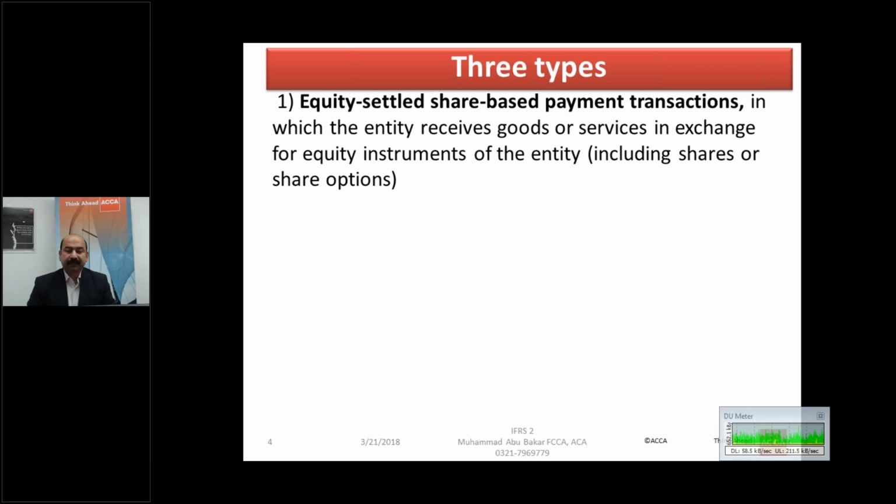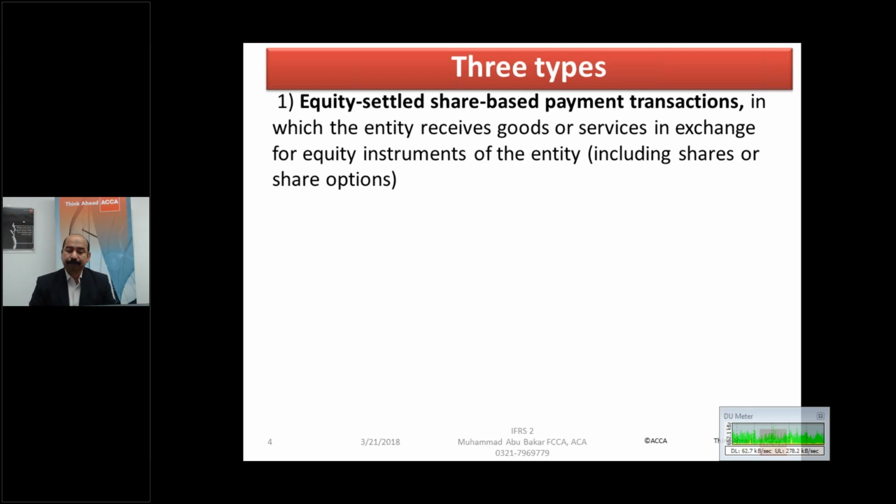And the second is cash settled share-based payment, in which the entity receives goods or services in exchange for amounts of cash that are based on the price or value of the entity's share or other equity instruments of the entity. You buy some goods or services and you agree to pay for those services equivalent to the value of 1,000 shares. You will be paying, in fact, in cash, but what will be the amount of that cash? That will be determined by looking at the value of 1,000 shares. So this is cash settled share-based payments.